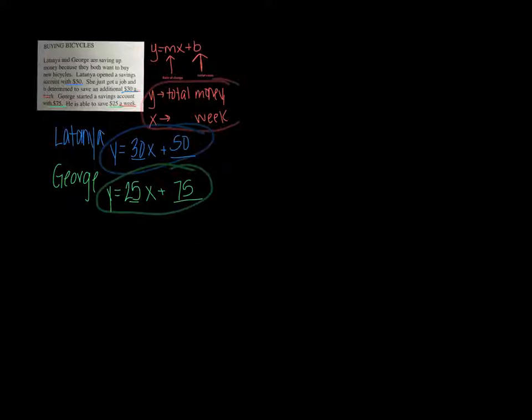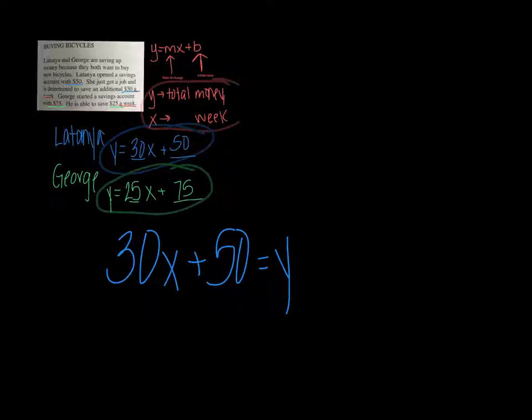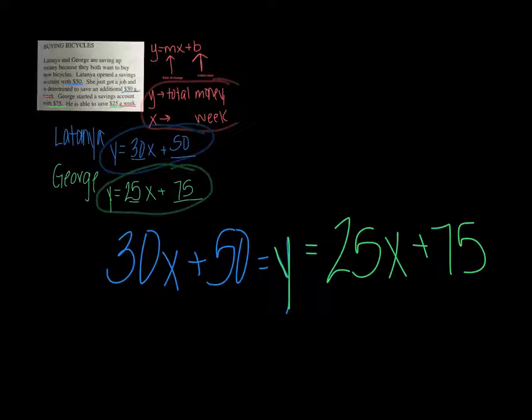So if I was to write Latanya, so Latanya is 30x plus 50, and that equals y, so her total amount of money. And we want to figure out when George's y, so his total amount of money, is equal to Latanya's. So what if I went ahead and wrote it like this? Do you see how right here our y's overlap? And that totally makes sense because they are talking about the same thing, the total amount of money. And we want to figure out when Latanya and George have the same amount of money.